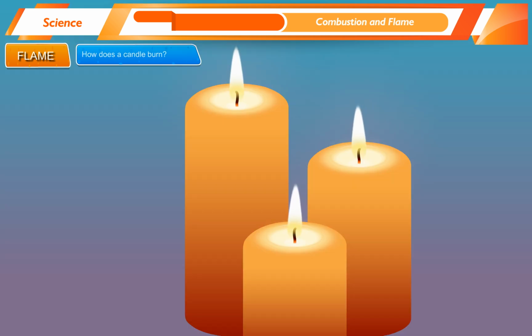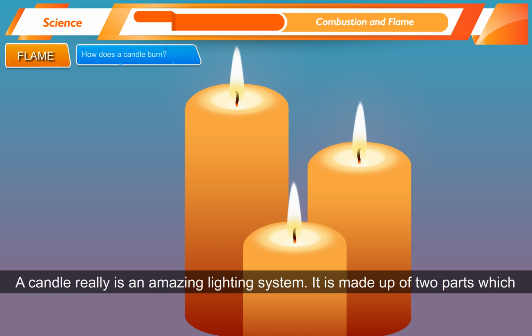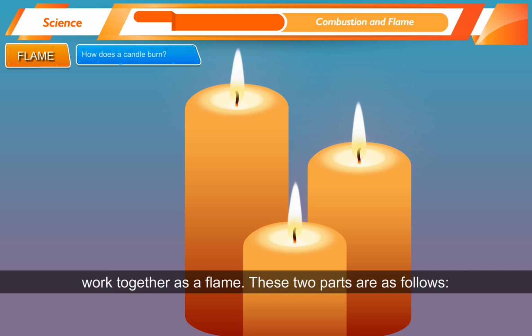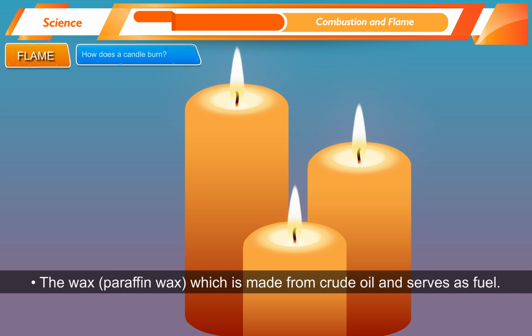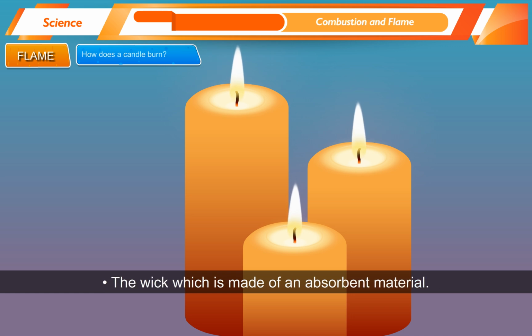How does a candle burn? A candle really is an amazing lighting system. It is made up of 2 parts which work together as a flame. These 2 parts are as follows. The wax, paraffin wax, which is made from crude oil and serves as fuel. The wick, which is made of an absorbent material.